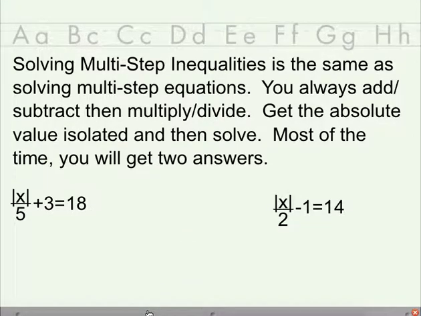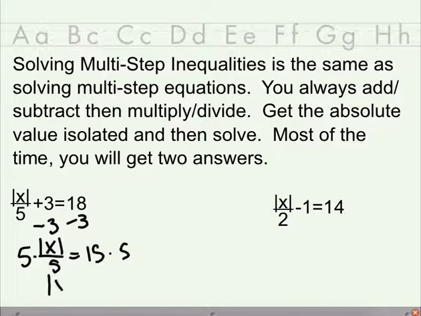Absolute value of x divided by 5 plus 3 is equal to 18. I first need to get rid of that addition by subtraction. So I'm going to subtract 3 from each side and get the absolute value of x over 5 is equal to 15. Since we've divided by 5, I'm going to multiply by 5 on each side, and get that the absolute value of x is equal to 75.